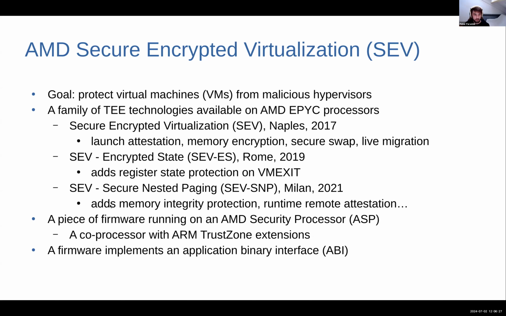But I want to mention that all of these technologies are implemented as a piece of firmware running on the AMD Secure Processor. This AMD Secure Processor is an isolated ARM core that runs independently of the main x86 core. This firmware implements an application binary interface, and this interface is intended for a hypervisor to use. The hypervisor can use this interface to enable all of the features that I mentioned before.